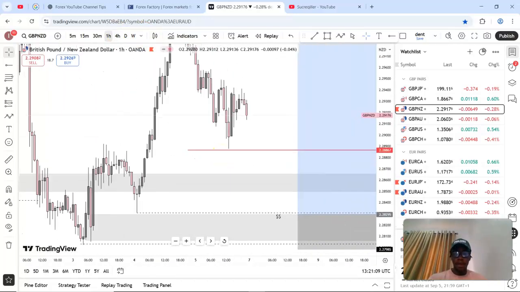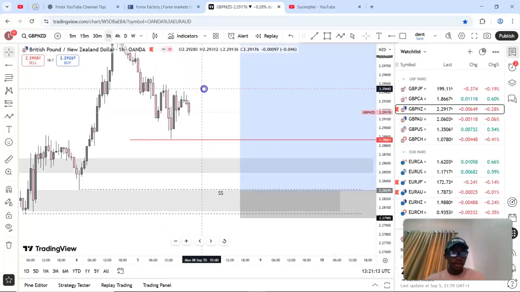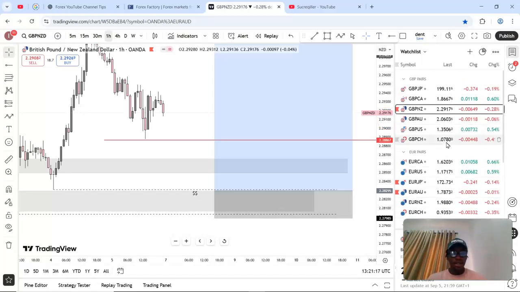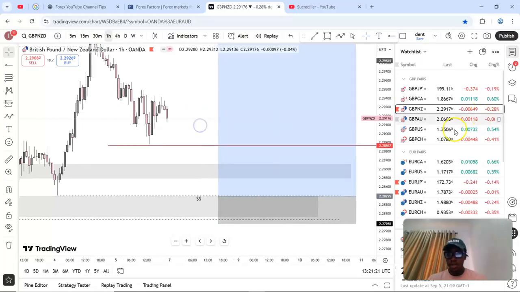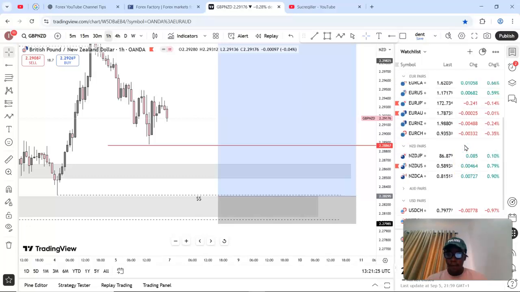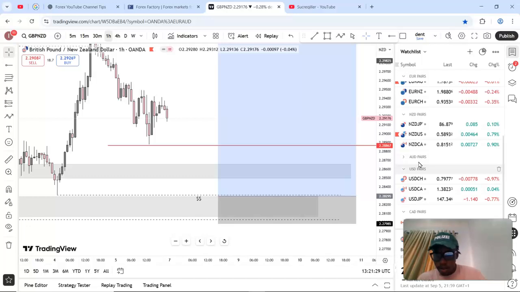Okay. I think I have to make a video on liquidity, different types of liquidity. Let me show you this pair. These are the three currency pairs I'm looking at: GBPNZD, EURJPY, NZDUSD. There is also this AUDUSD. Let me show you.